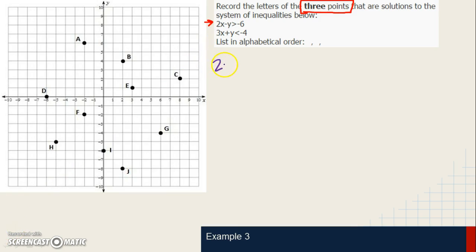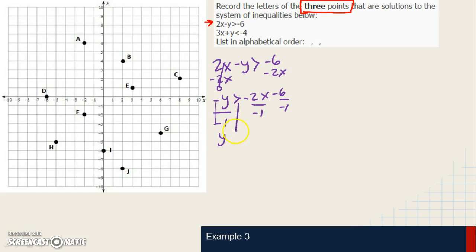I'll go ahead and do this one in purple. 2x minus y is greater than negative 6. I subtract 2x, and I have 0 here. Negative y is greater than negative 2x minus 6. When I divide by each term, this becomes a positive value, so I just have y. I flip my inequality sign because I divided by a negative. Negative 2 divided by negative 1 is a positive 2x. Negative 6 divided by negative 1 is a positive 6.